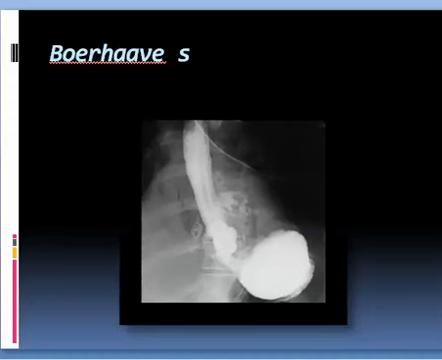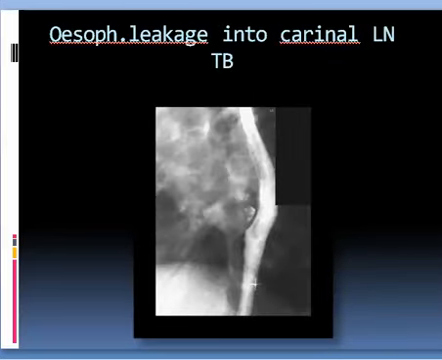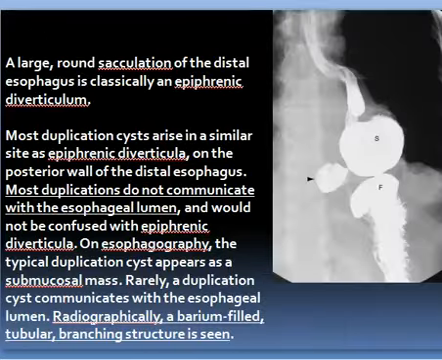Here is perhaps Boerhaave syndrome, because vomiting can produce extravasation of contrast into the lower paraesophageal region. Here a perforation due to endoscopy. Here is a perforation into a tuberculous lymph node, and here is the famous appearance of many things in one film.